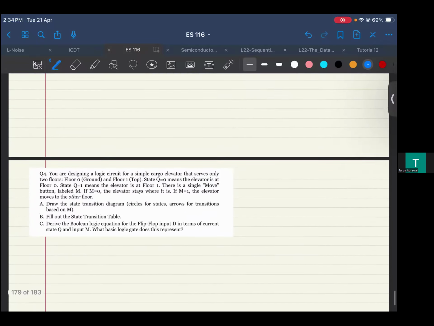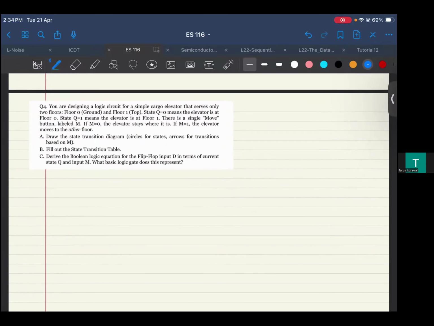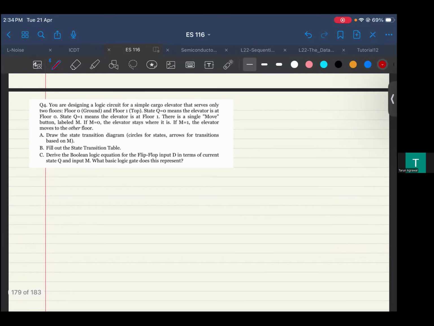Okay, so now the next problem is where we are looking at some sentences, and there is a user specification which is saying that you have two states, right? So two states means you have a ground state, which is q equal to 0, floor 0. That's what it's saying. So let's say this is floor 0, and this is floor 1. These are the two states which are possible.